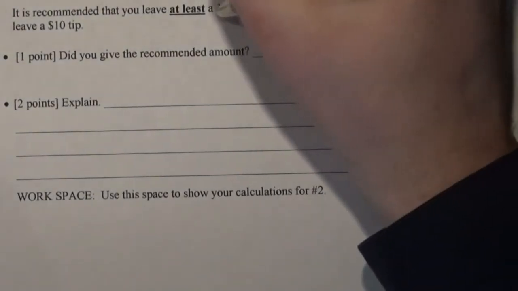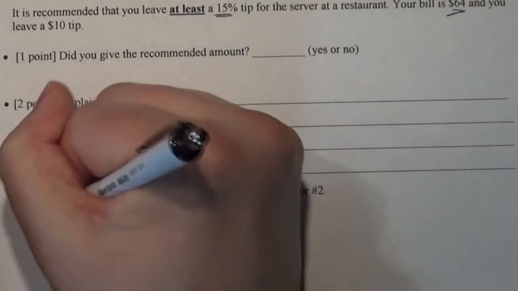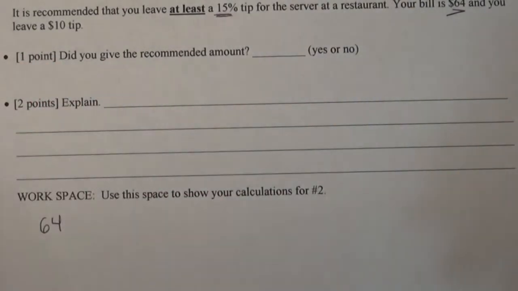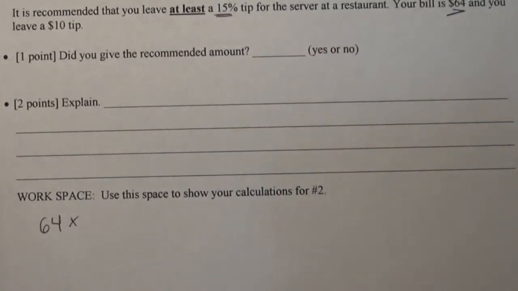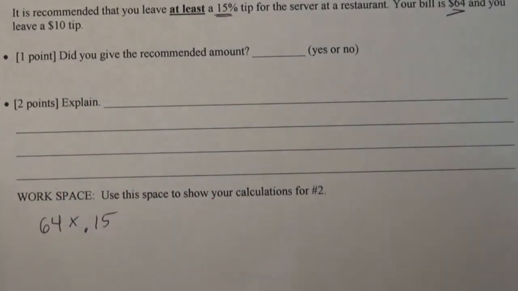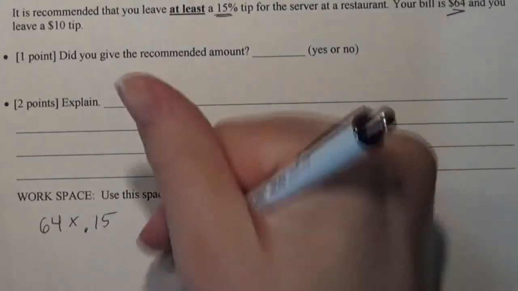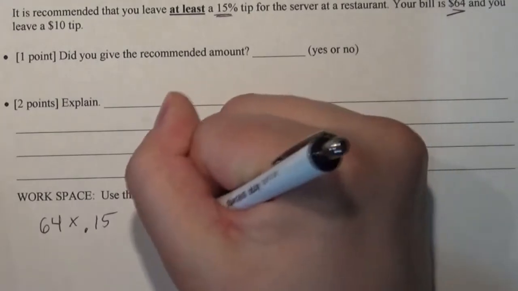So if I know it's a 15% tip and I know my total bill was $64, then I want to figure out what 15% of $64 is. So I'm going to take $64 and I'm going to multiply it by 15%. I can convert that by moving my decimal to the left 2 times. That's 0.15. Okay, I could also convert 15% into a fraction if I want, however I choose to do it. All right, so I'm going to take 64 times 15 hundredths.